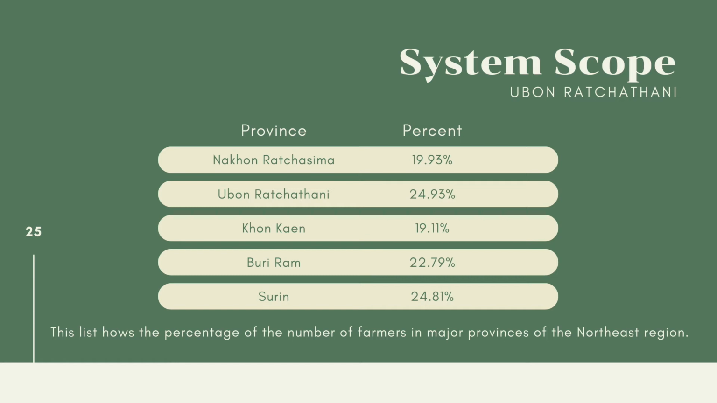our app is based on the actual background information of the 5 provinces on this slide in the Northeast region. It is counted as the largest farmer population in Thailand and the major agricultural area in the country. Briefly, we found that Ubon Ratchathani had the largest population, at 24.93%.